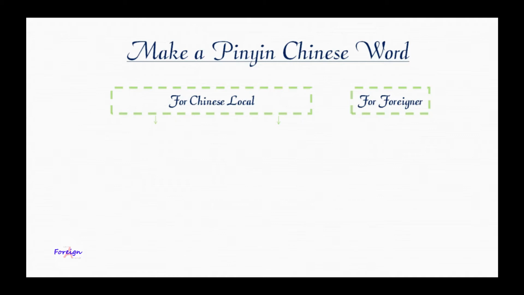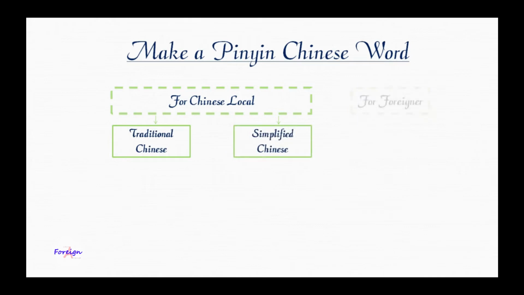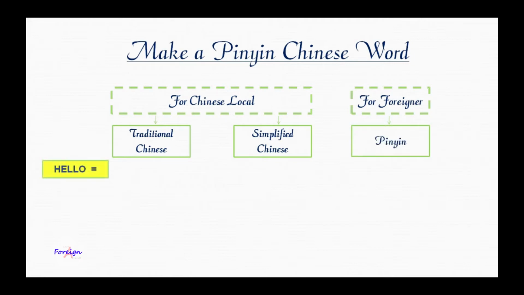The spoken language of Chinese locals is all the same, but the writing has three different forms: Traditional Chinese, Simplified Chinese and Pinyin. Foreigners mostly use Pinyin. Let's make a Pinyin word. Example: hello, ni hao. You can see three different writings of hello.